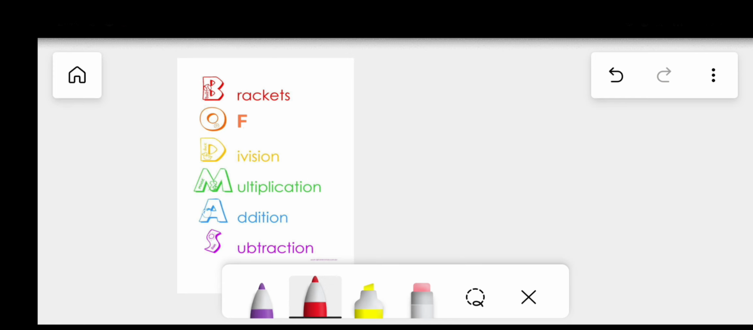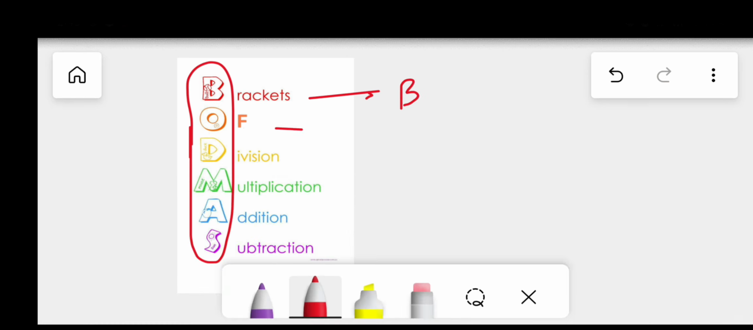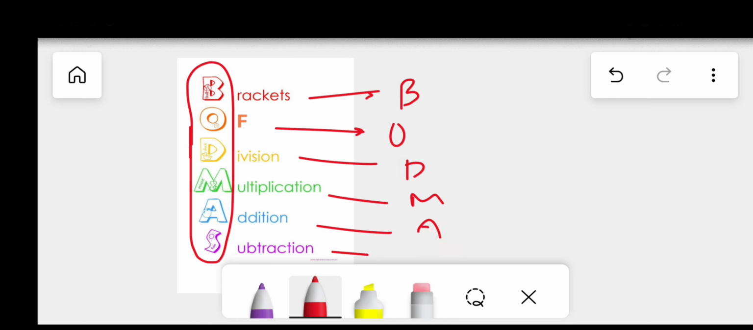So I will request you to focus on the first capitalized letters displayed here. It is clearly written BODMAS. From bracket we have B, from of we have O, from division we have D, from multiplication we have M, from addition we have A, and from subtraction we have S. If you take these together, they form the BODMAS rule. That's why we generally call it the BODMAS rule.